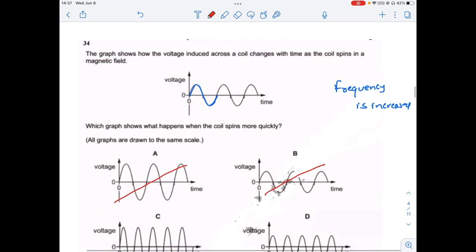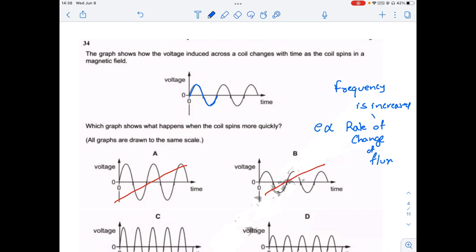Now what else happens apart from that? When the coil is spinning faster, the EMF generated is directly proportional to the rate of change of flux. I can write it out over there: the EMF produced is directly proportional to the rate of change of flux. That means the faster it is spinning, the greater the rate of change of flux.